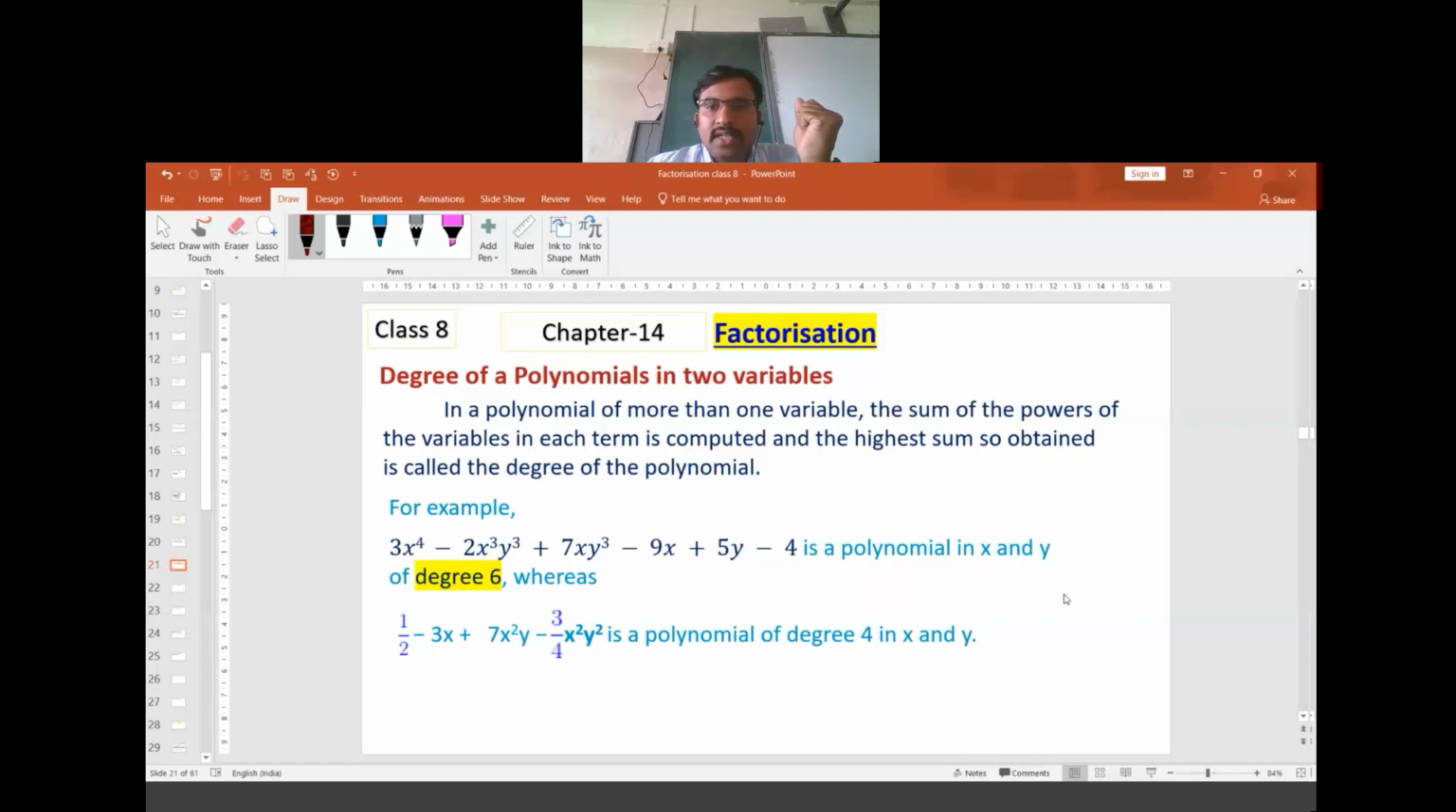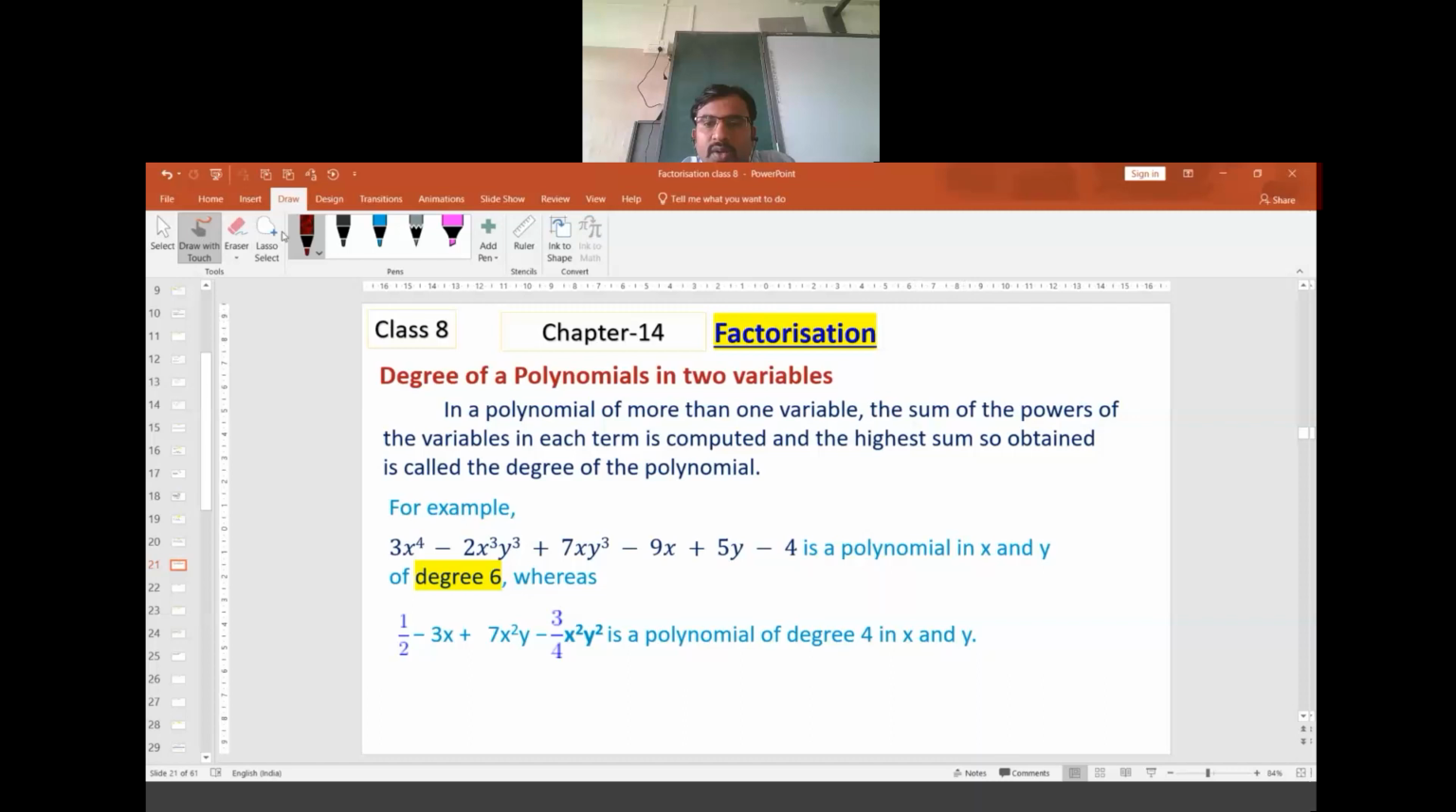4xy, 4x square y square. Remember, we always continue dividing a number only if the divisor is smaller than the dividend.